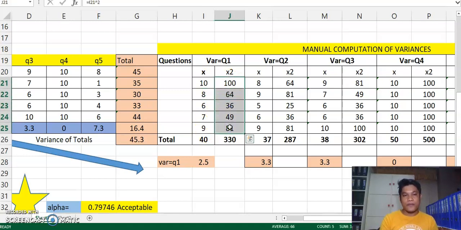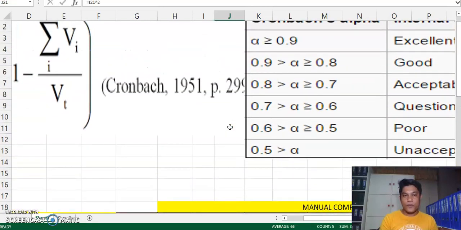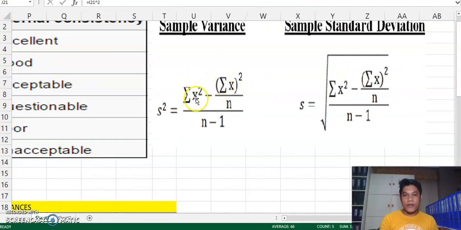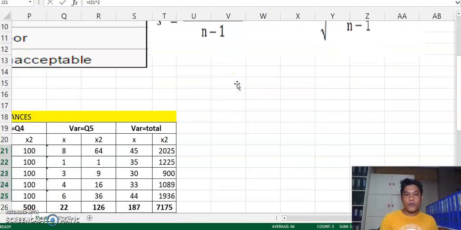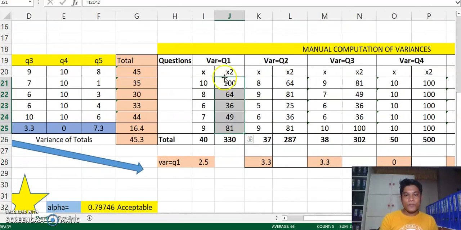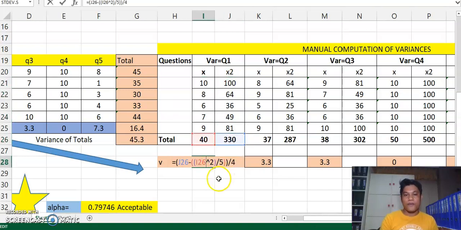So what will happen after? If you look at the formula of the variance here, you need the summation of x squared and the summation of x. So what you will do is you will add all the x. Here the total is 40, and you will add all the x squared, and the total is 330. And you put that in the formula now. Now the formula is the summation of x squared, which is 330 here.